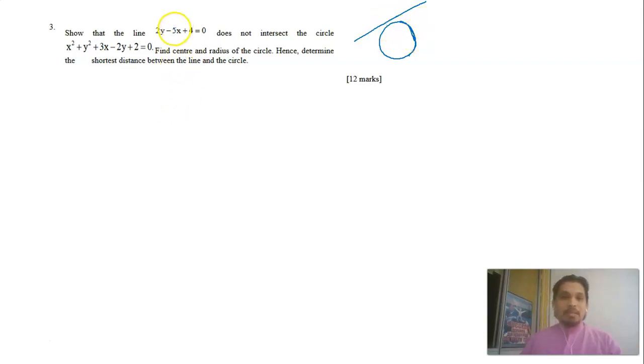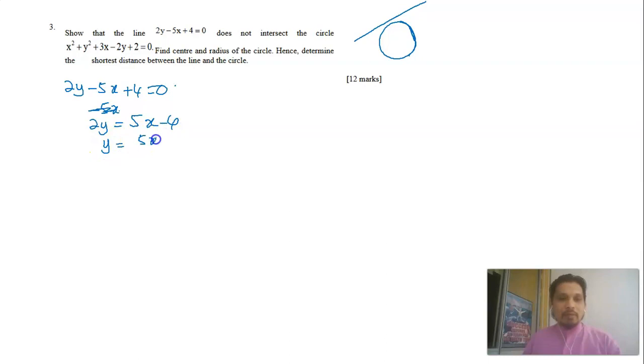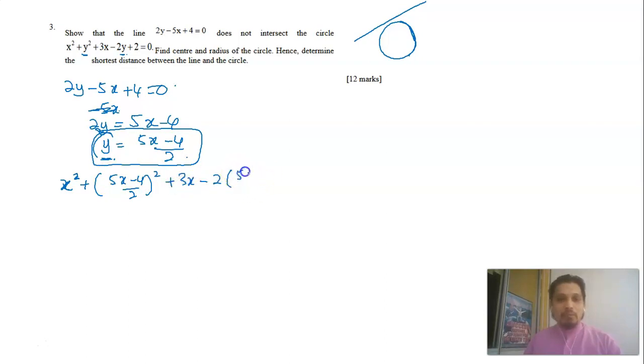Okay, so from this 2y minus 5x plus 4 equal to 0, I make this one as 2y equal to 5x minus 4, and y equal to (5x minus 4) divided by 2. We're going to substitute this value of y into the y of this circle. So x squared plus y squared, where y squared is ((5x minus 4) divided by 2) squared, plus 3x minus 2 times (5x minus 4) divided by 2, plus 2 equal to 0.